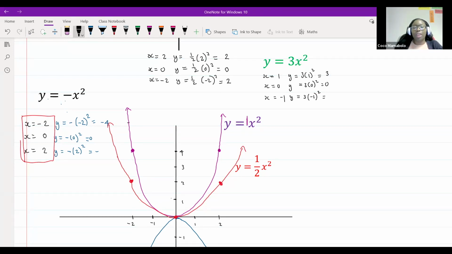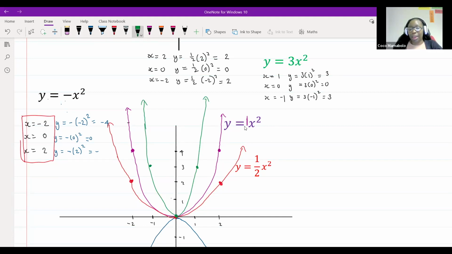If we plot these on our graph, at x is equal to -1, I have 3. At x is equal to 0, I have 0. And at x is equal to 1, I have 3 again. Look at what's happened to my graph now. My graph is a lot skinnier. Do we see that?